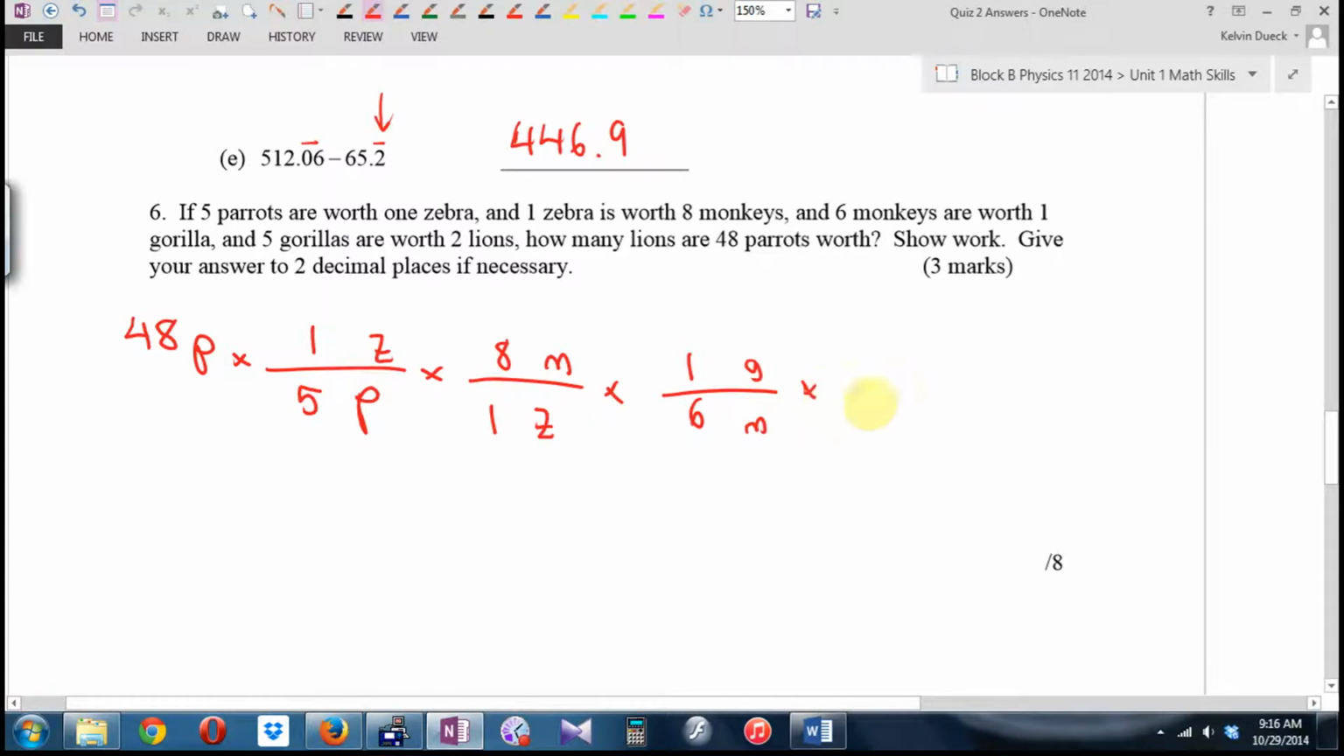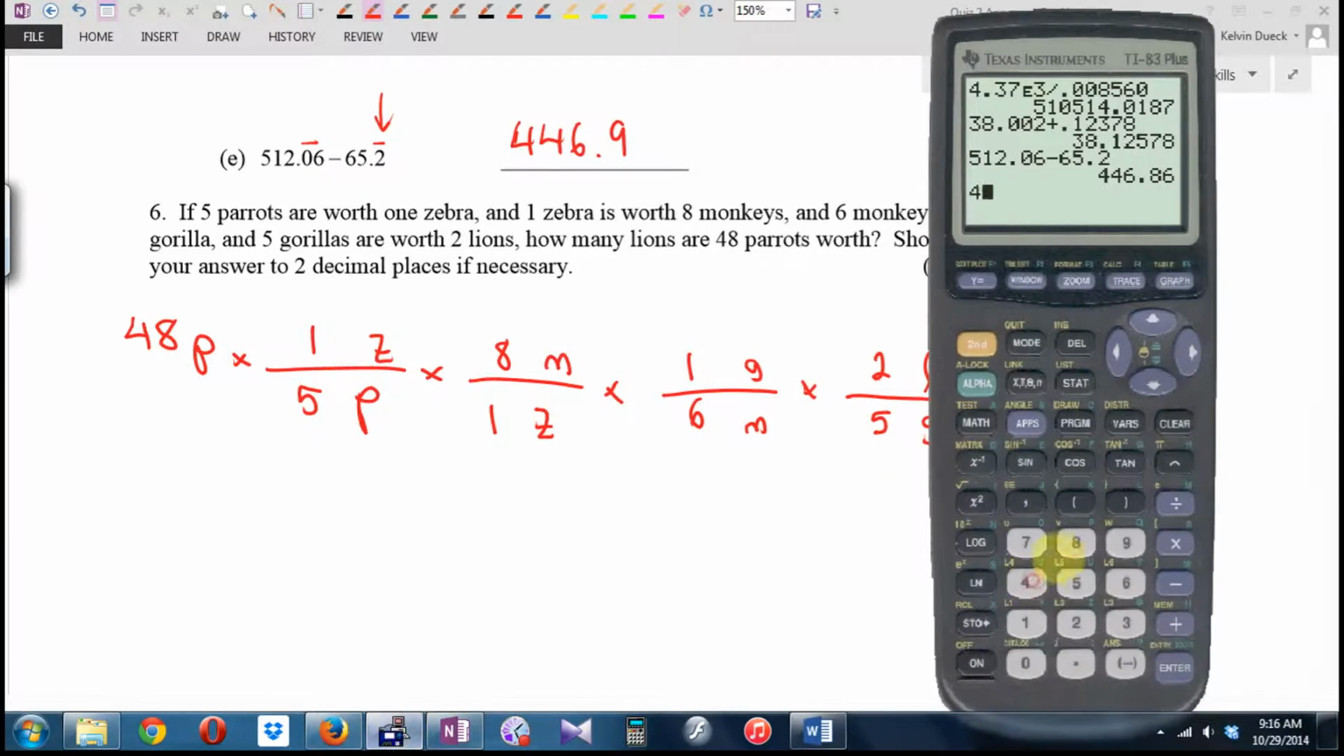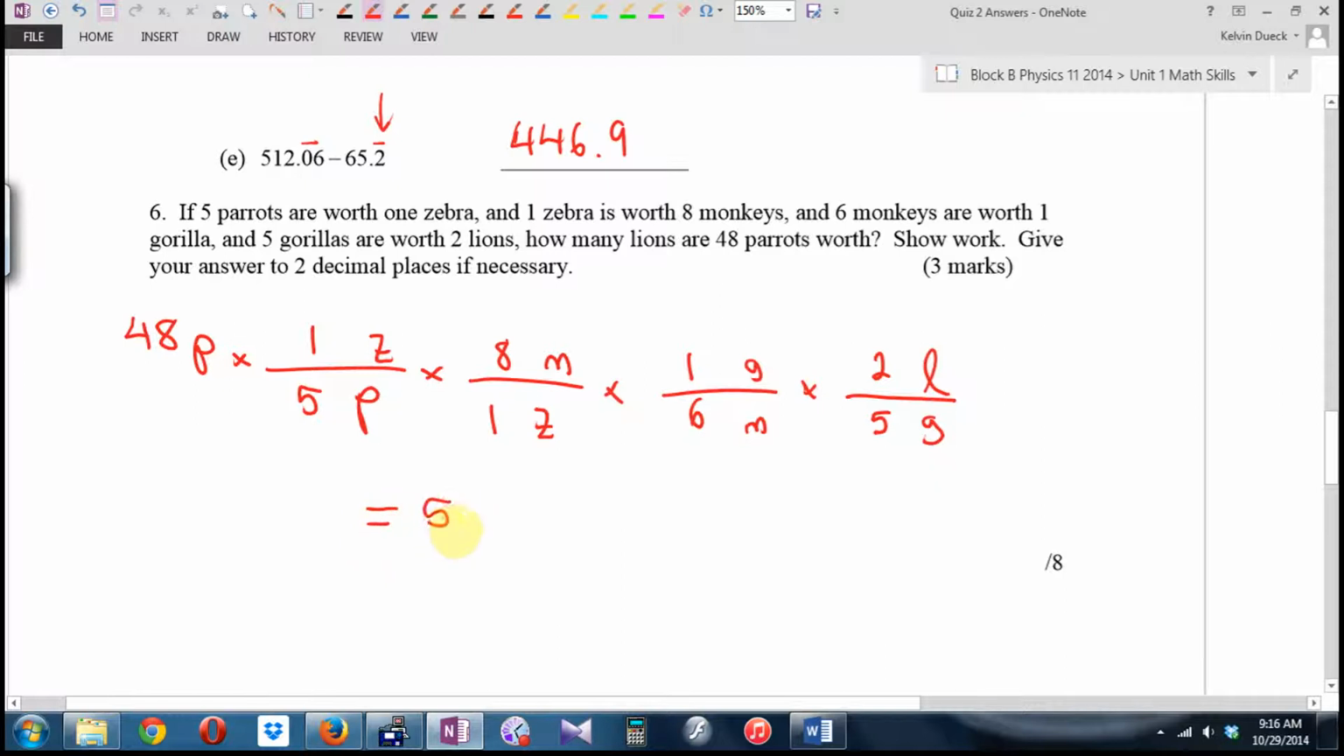Gorillas, lions. And 2 lions are 5 gorillas. And lo and behold, that's what I wanted to end up. I guess it's going to be 48 times 8 times 2 divided by 5 divided by 6 divided by 5. 48 parrots are worth, sounding a little strange, 5.12 lions. No, we won't take a 0.12 of a lion. That would be inhumane. But I'll write it down. 5.12 lions.